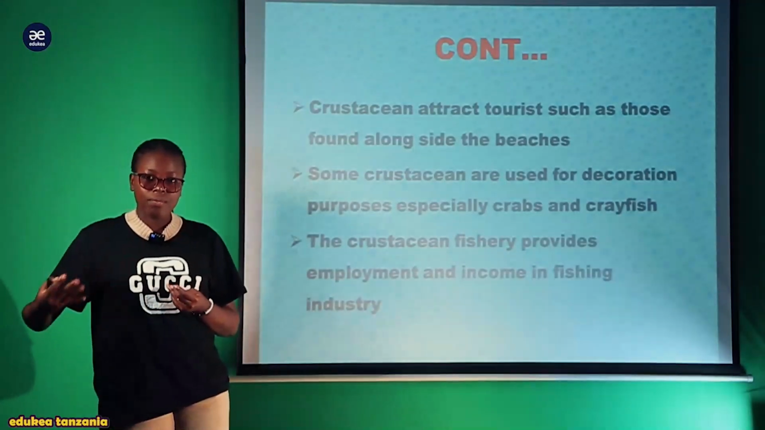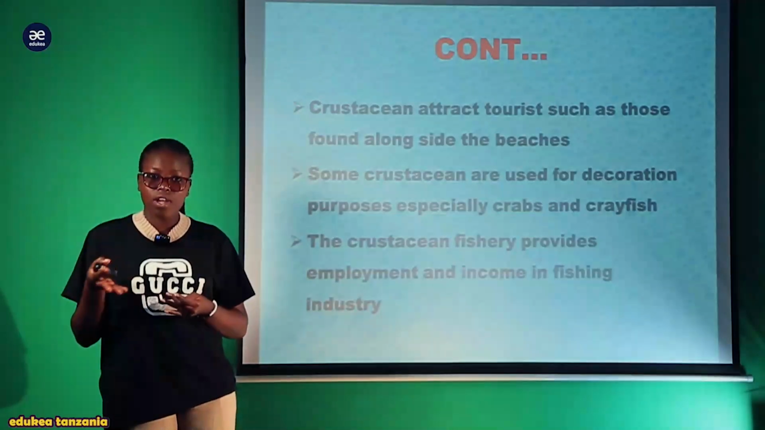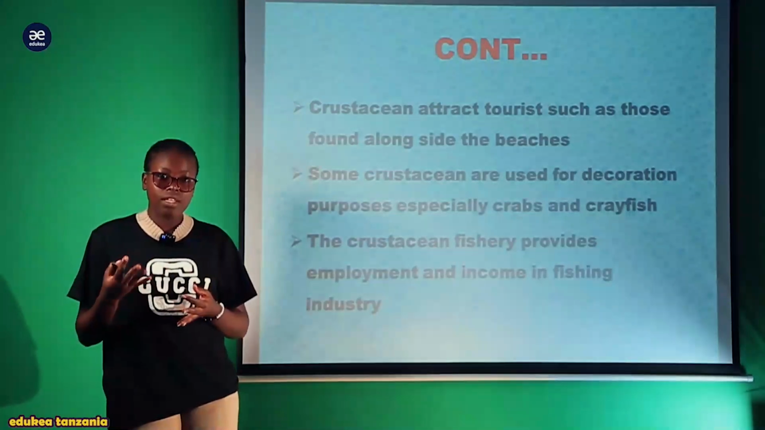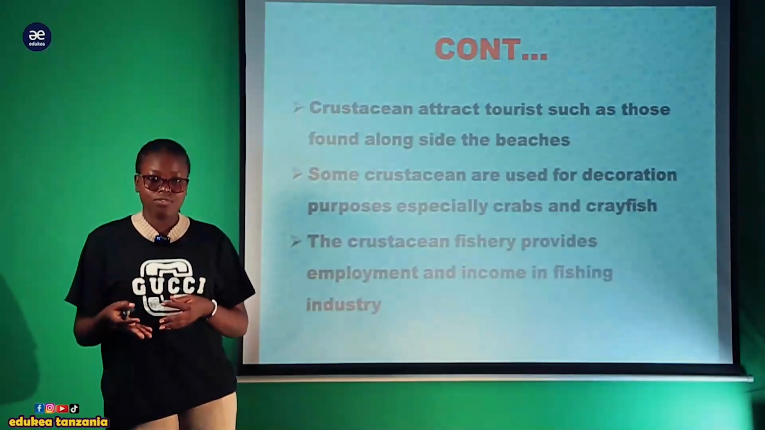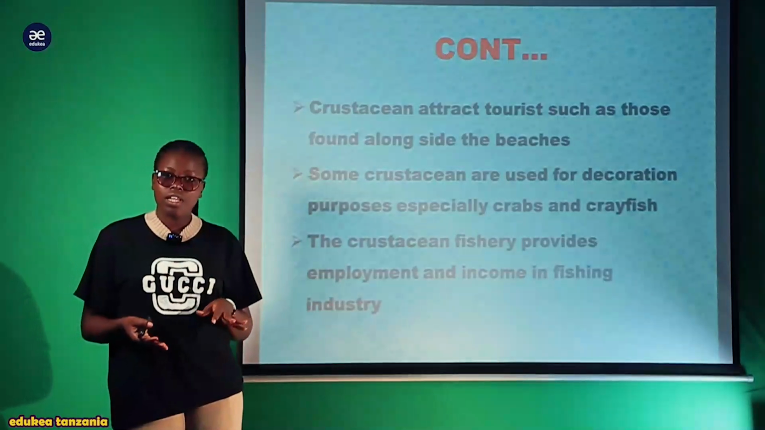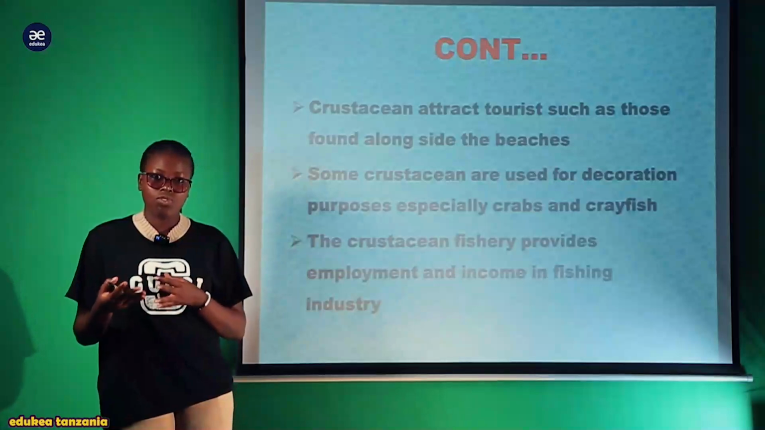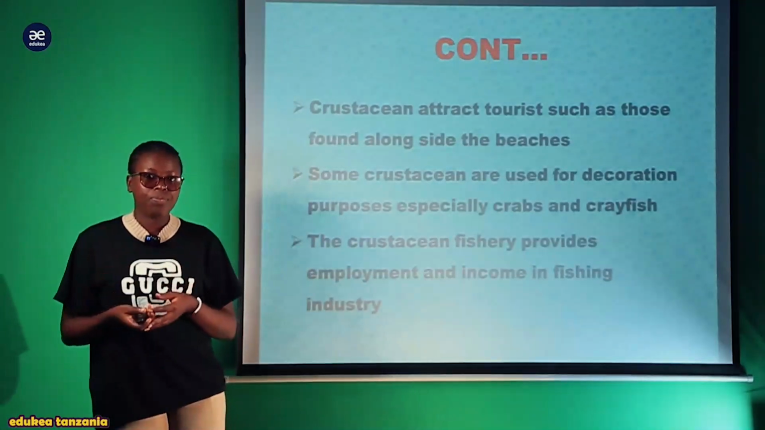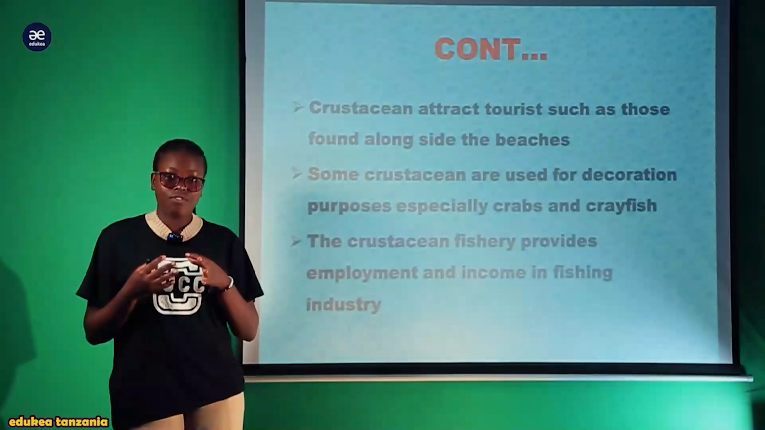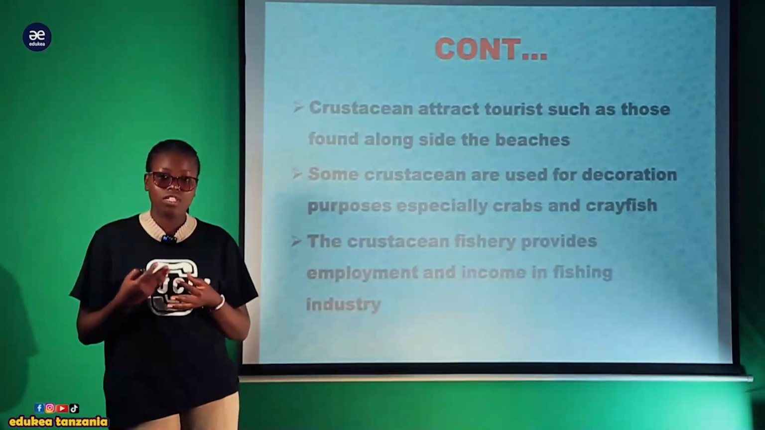Kwa mfano ifika jioni pale wanakuwa wanatoka, kwa hiyo unakuta pale they act as one source of the tourist attraction. They are very attractive, wanakuwa na different colors. Kuna wengine ni weupe, kuna wengine na rangi ya njano, kuna wengine na rangi ya blue. They are very attractive by looking at them. Na vile their shells are very attractive, that's why they are used for this tourist attraction.